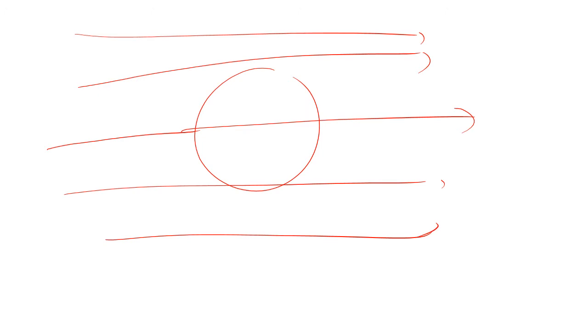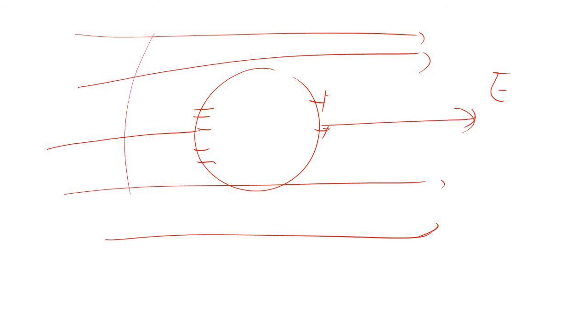Imagine a conductor in an external electric field. So we have an electric field like that. What's going to happen is that the electric field through the conductor is going to cause negative charges on this side, positive charges on that side, which make a balancing field, and it cancels the electric field. So there'll be an electric field outside the conductor, but the electric field inside the conductor is going to be zero.